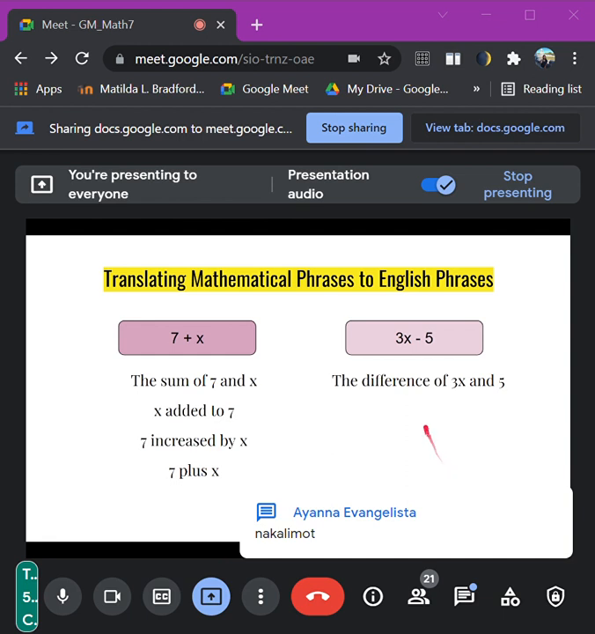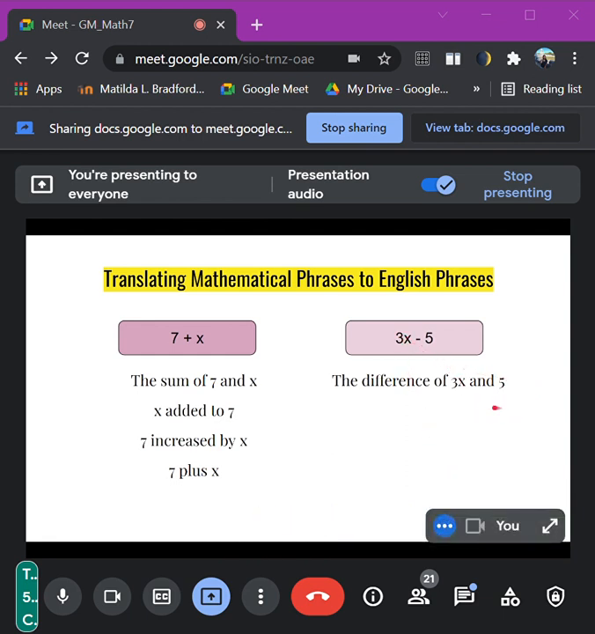So we have there the difference of 3x and 5, or you can say the difference of thrice a number and 5. You can have 5 subtracted from 3x, or thrice a number, and then we have 3x decreased by 5, or thrice a number decreased by 5, and then 3x minus 5, or thrice a number minus 5. Sorry, that was a typo, class. So, those are our English phrases.